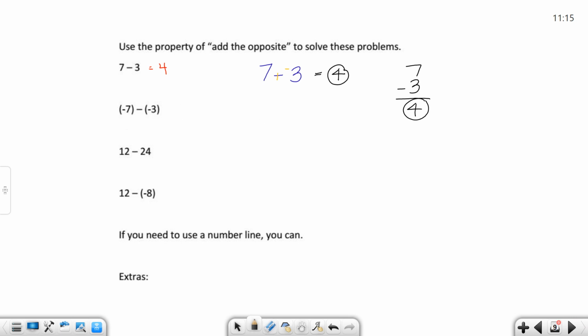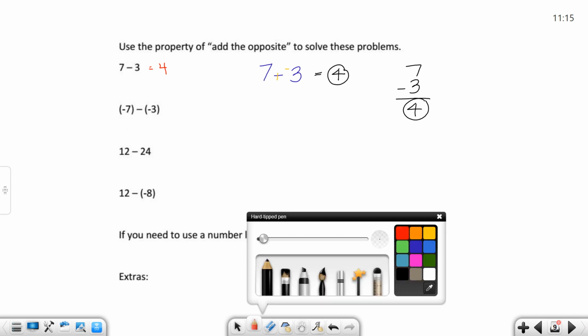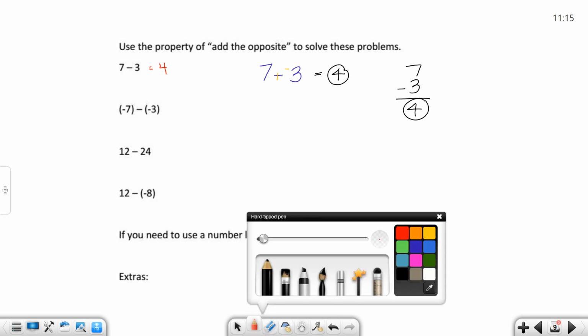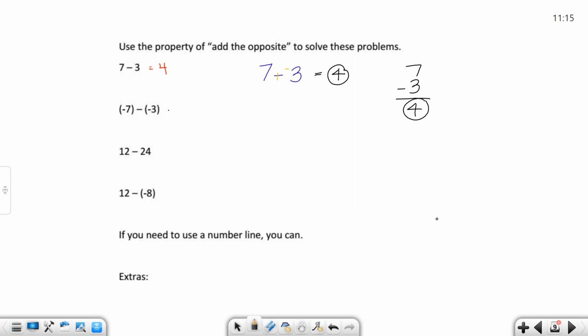But another way of working it is to say, hey, my teacher told me that if I have a minus, I can say let's add the opposite. And that's all going to be negative 7 plus 3. So whichever way you want to think about it, that works for me. I prefer this way. Two negatives make a positive. So this is a negative 7.